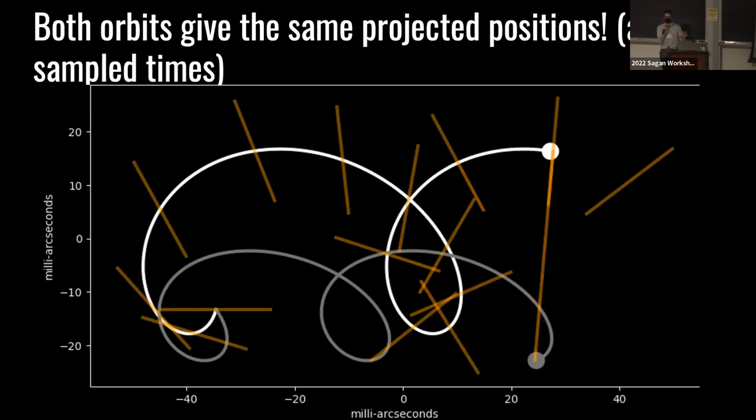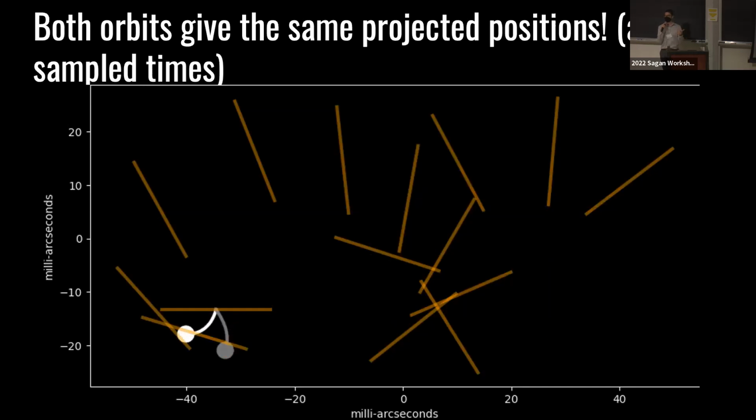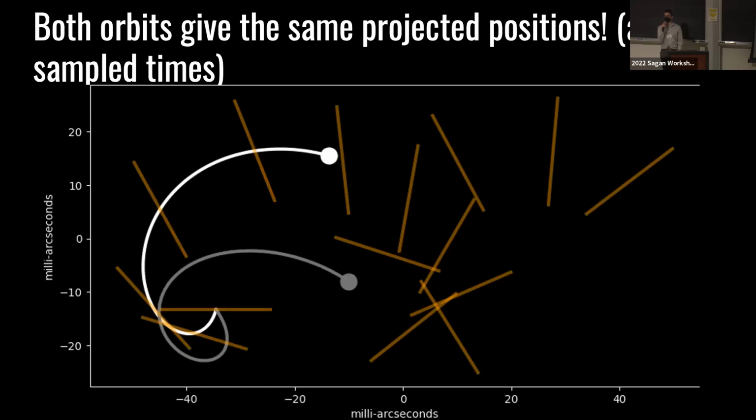But in general, doing absolute astrometry gives you access to unlocking the inclination and the individual masses. Does that answer your question? Oh yeah, thank you. Thanks for the question.